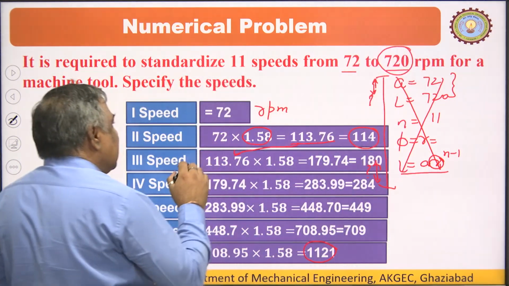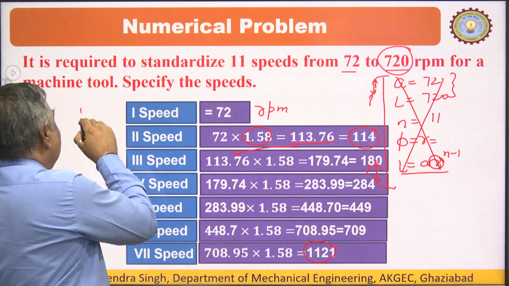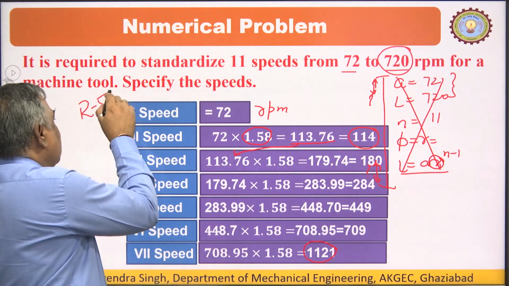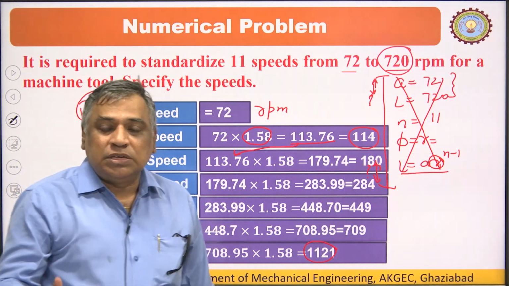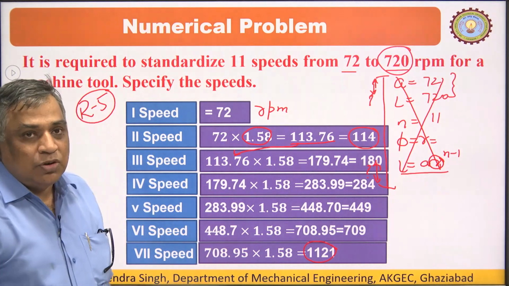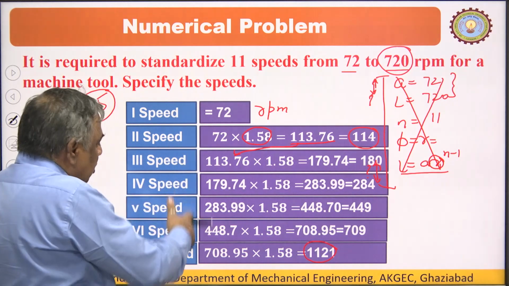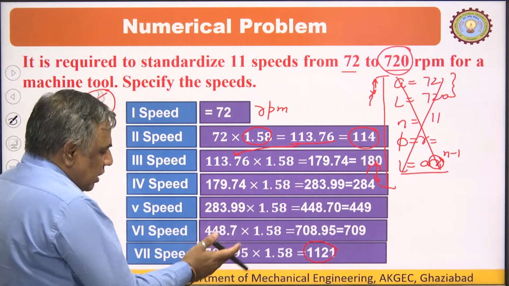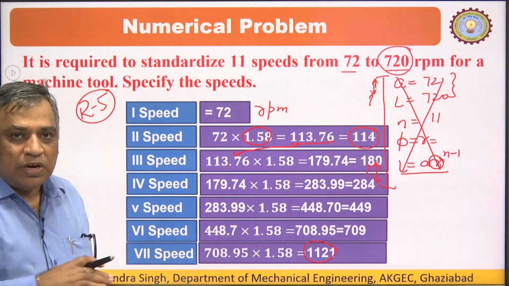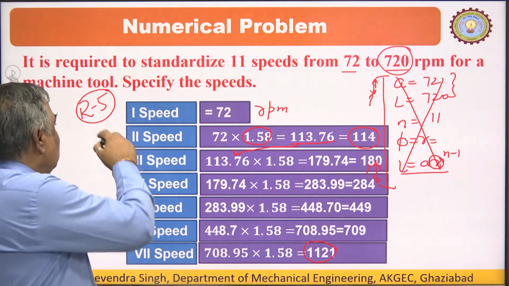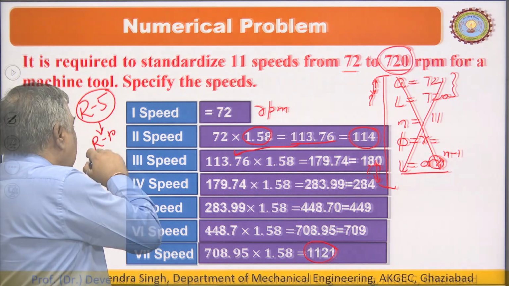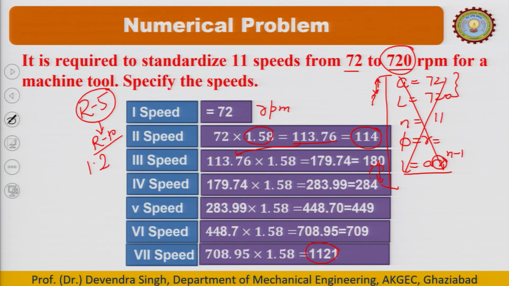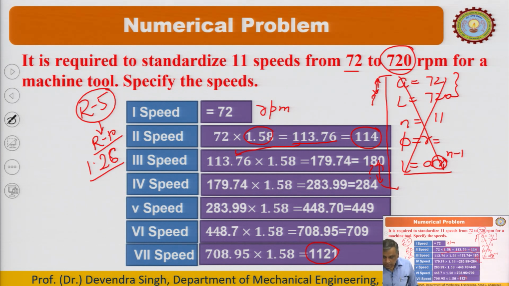It means now I will decide that the R5 series is not suitable for me. I have to go to the next series now, because with 7 speeds, starting from 72, I am not able to find the seventh speed in the range. So I have to move to the next series, that is R10, for which the series factor is 1.26.